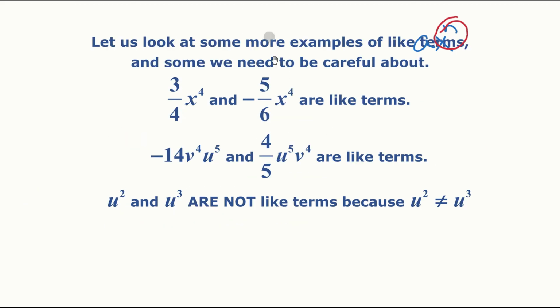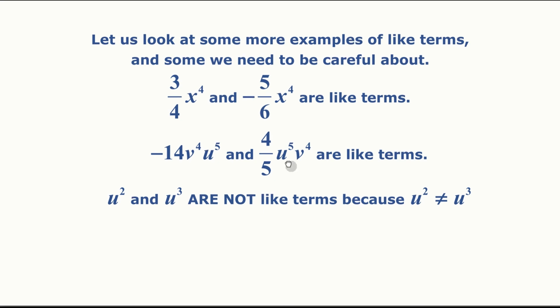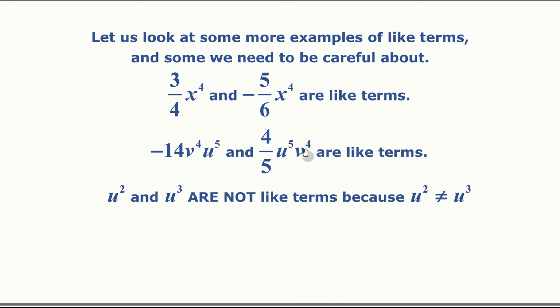Let's go ahead and take a look at some like terms as well as some terms that we need to be careful about. Now, notice that these two are definitely like terms because we're not concerned about the coefficients being different. We just want the variable parts to be the same, and they are. The same is the case here. Now, the order here is reversed. You have v to the 4 u to the 5th here and u to the 5th v to the 4 here, but remember, by the commutative property of multiplication, those two are considered the same, so therefore these would be like terms.